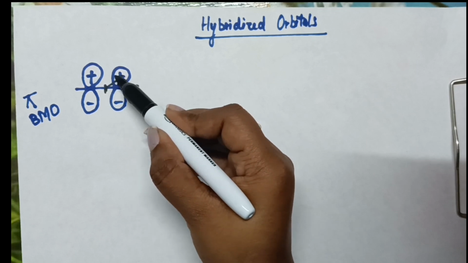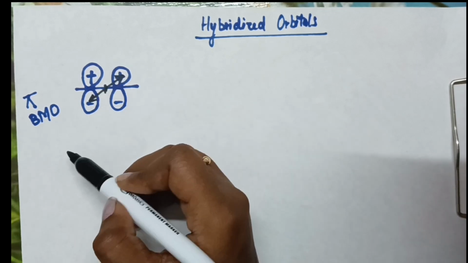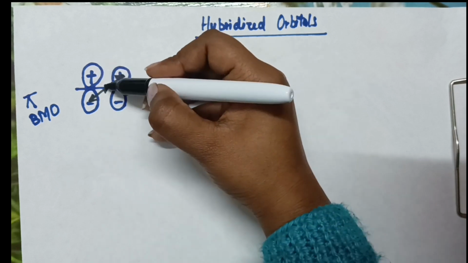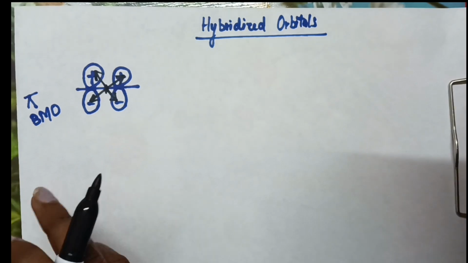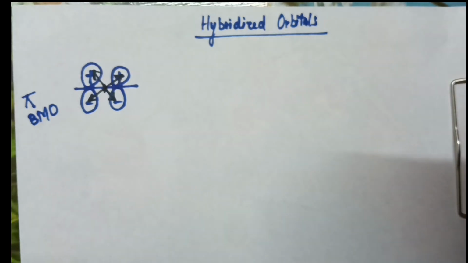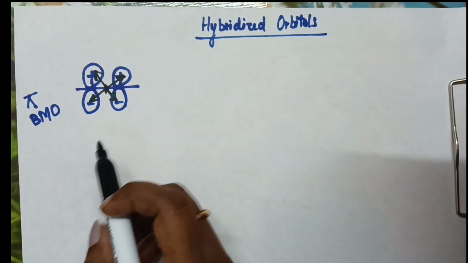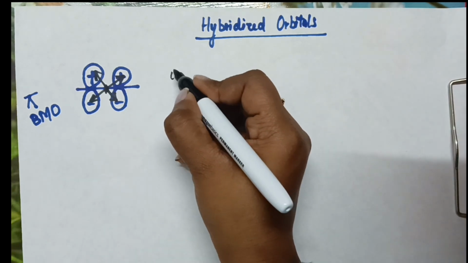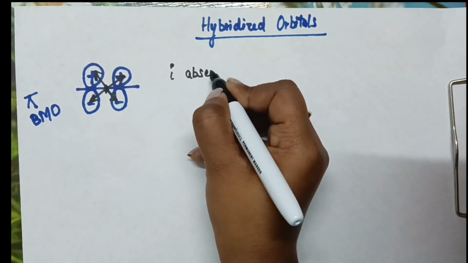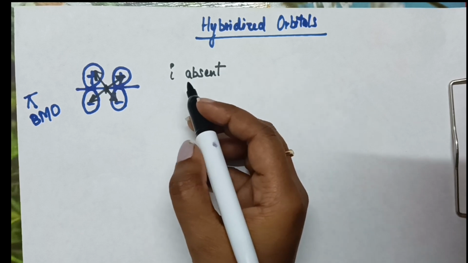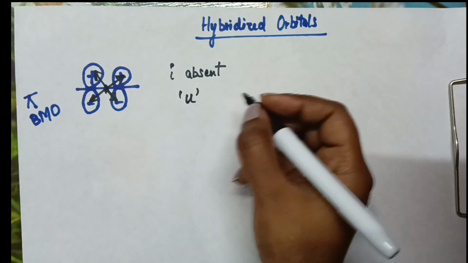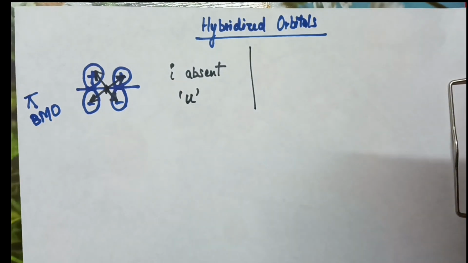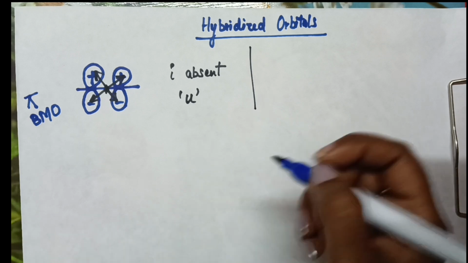Now I'll move in this direction, I'll find positive sign. I'll move in this direction, I'll find negative sign. If I move in this direction, I get positive, and in the opposite direction, I'll get the negative sign. So in the opposite directions, we are getting the different signs. So in this case, center of symmetry is absent. So the molecule is ungerade. This is about pi molecular orbital. Pi bonding molecular orbital.